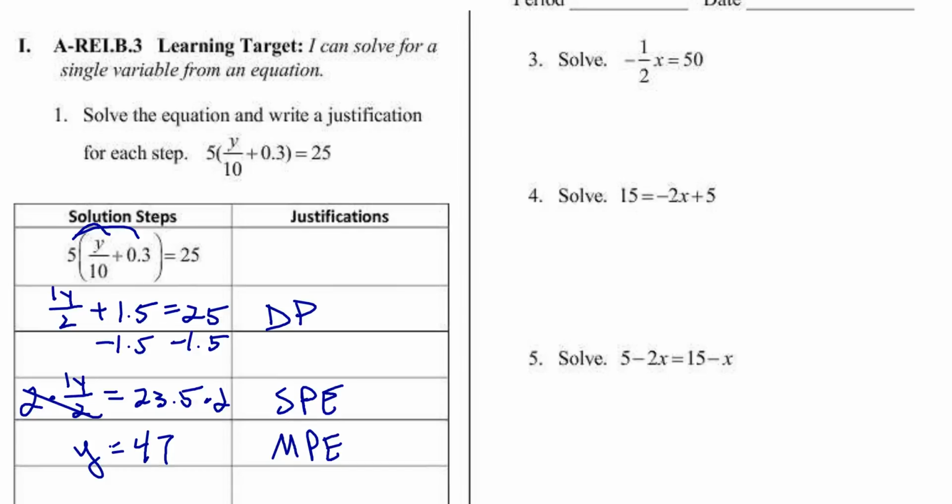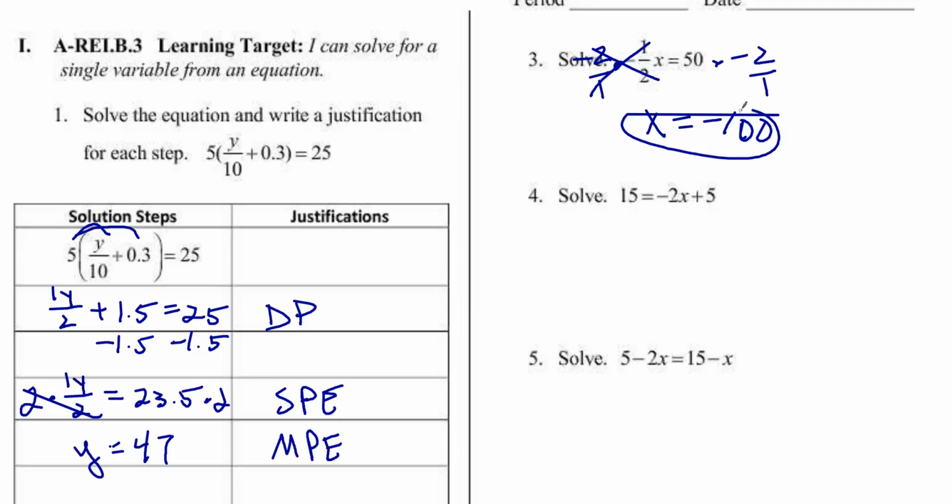This time it's just going to be one step. Multiply both sides by the reciprocal, which is negative 2 over 1. Those are going to cancel out. X is equal to negative 100.